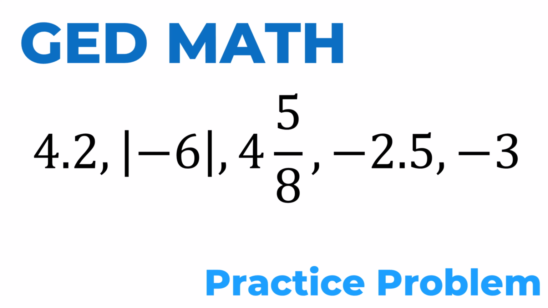All right, so let's talk about GED Math. Now, if you are fully prepared for the GED, this should be a pretty easy problem to answer without using a calculator. All right, so here is the question. We have 4.2, the absolute value of -6, 4 and 5/8, -2.5, and -3. And what we want to do here is arrange these numbers from least to greatest. Okay, so that is the problem.